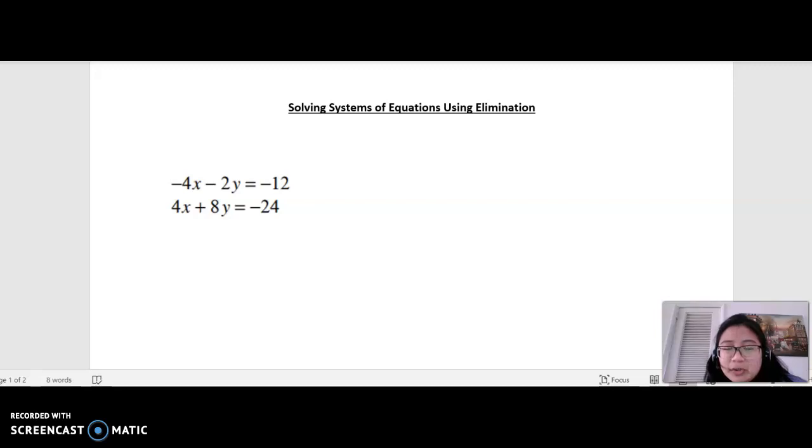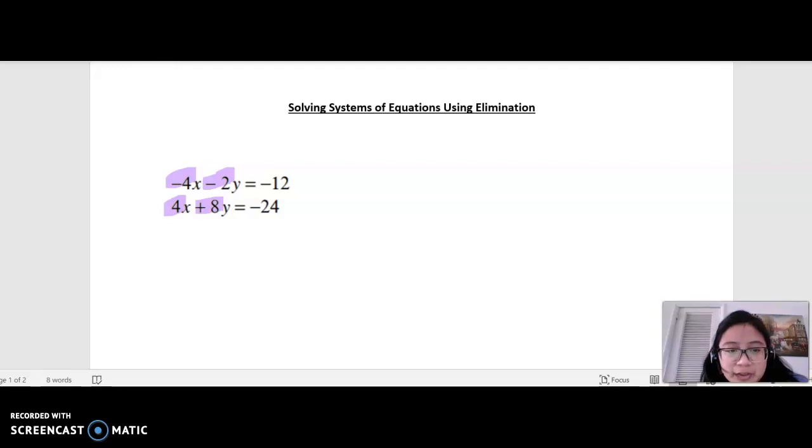Now with elimination, we're looking for the variable to eliminate, to get rid of. So it's either the x or the y. So the way I can determine which variable to get rid of is I want to look at the coefficients. And what we mean by the coefficients is just the numbers in front of the variables. And what I'm trying to look for is inverses. Numbers that when you combine them together give you a 0.